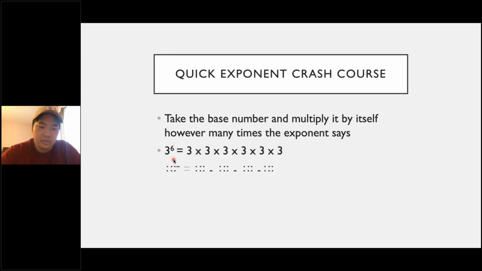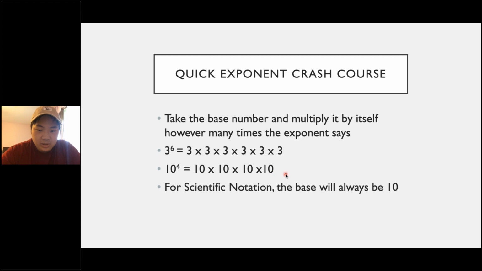So the next one we're going to do is 10 to the 4th power. And what that's telling me is 10 is our base number, and it's going to be multiplied by itself 4 times. So I've written that out: 10 times 10 times 10 times 10. And that's pretty much all the exponent stuff I'm going to go over, because for scientific notation the base will always be 10. So you're always going to see something that looks a lot like this, what I'm circling with the laser pointer right here, this 10 to the 4th.